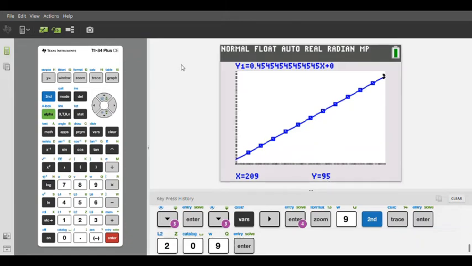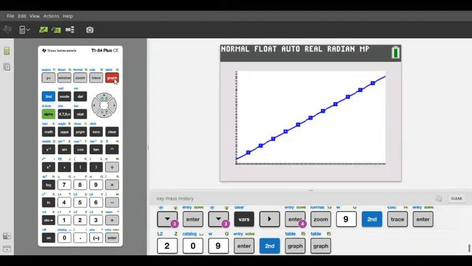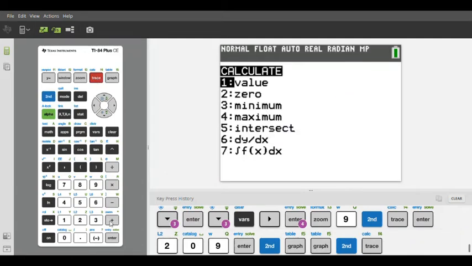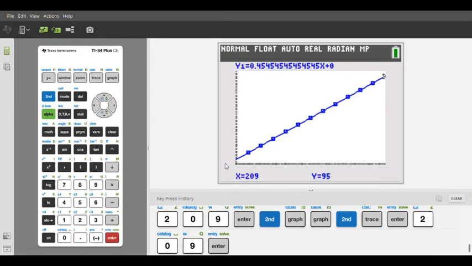If you wanted to do something different, you could sometimes search through the table and find it, but then you have to scroll all the way down to x equals 209. To me, that's way too complicated. You can do whatever other method you want to, but to me the easiest way is second, calc, value. Type in that x value of 209, and you find that your answer is 95. Okay, so let's go back to the paper. We're going to write the formula down, and we're going to write the answer for C down, which is 95.